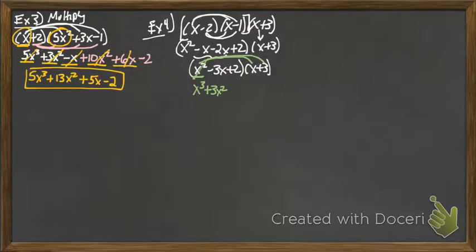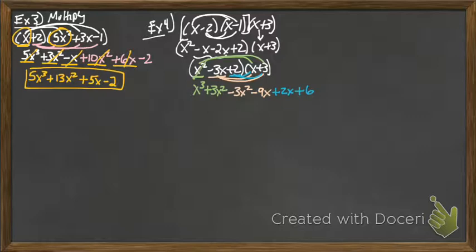Let's use a different color for the negative 3x. I'm going to do negative 3x times x. That's minus 3x squared. I'm going to do minus 3x times 3. That's going to be minus 9x. Let's use a different color yet. Let's use a blue. I'm going to use 2 now times the x. That's a plus 2x. And a 2 times a 3 is plus 6.